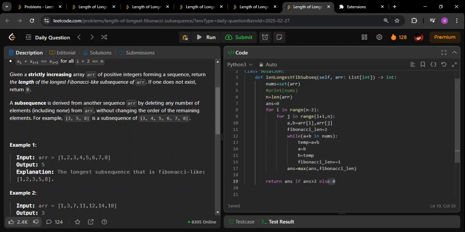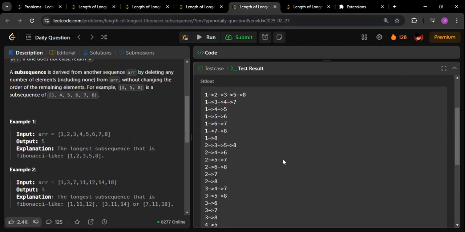Okay, but let us talk about space and time complexity. Space wise, it is O of n. Time wise, it is going to be O of n square into log n. O of n square because there are two for loops, and log n because see, this is a while loop, right? This while loop is basically taking log n time, right? So yep. Now let us see how to optimize further.